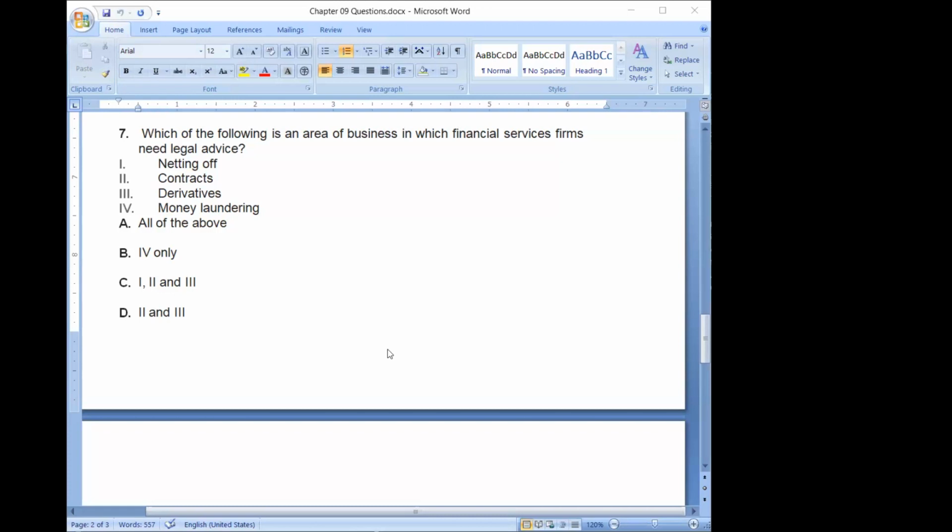Right. Let's see the question. Which of the following is an area of business in which a financial services firm needs legal advice? Netting of contracts, derivatives, money laundering. All of the above, only 1, 2, and 3, 2 and 3.